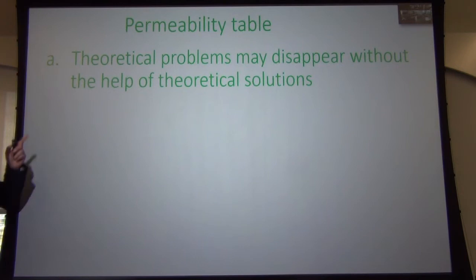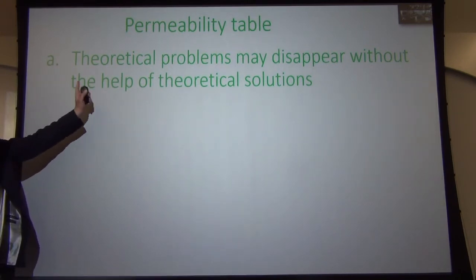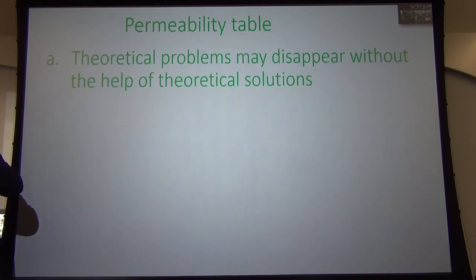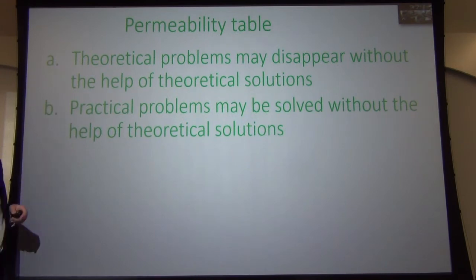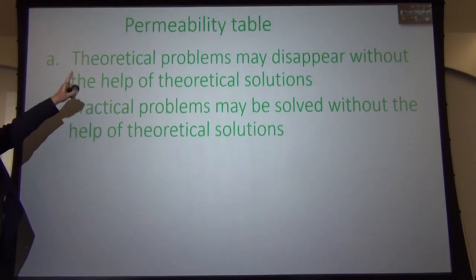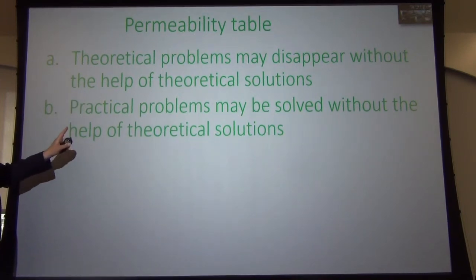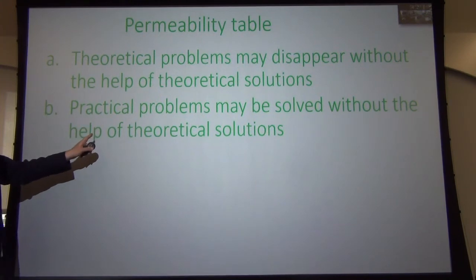The first statement we already encountered. Theoretical problems may disappear without the help of theoretical solutions. That's one permeability case study, permeability between theory, Turing machine theory, and computer programming practice. But you can get a slightly different statement by modifying that, and we get practical problems may be solved without the help of theoretical solutions. So, we found a historical case study to check off statement A, because I referred to Dijkstra's methodology. Can we find a historical case study to show that this statement is true?